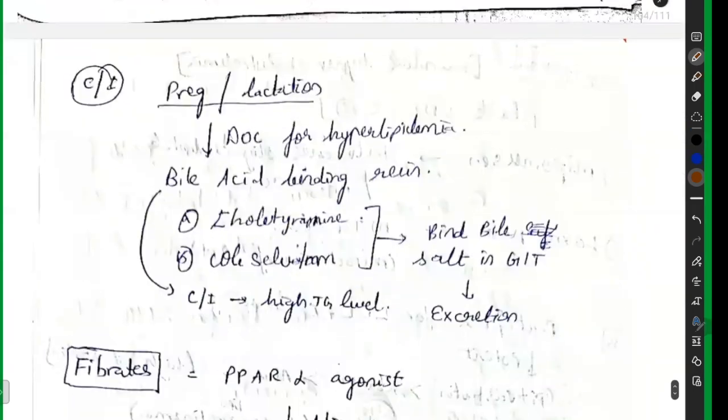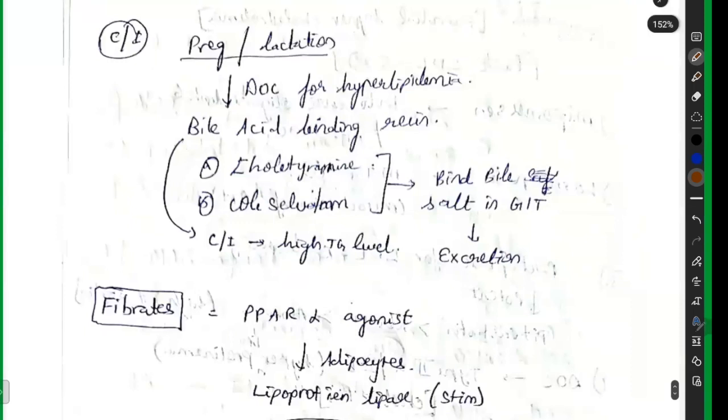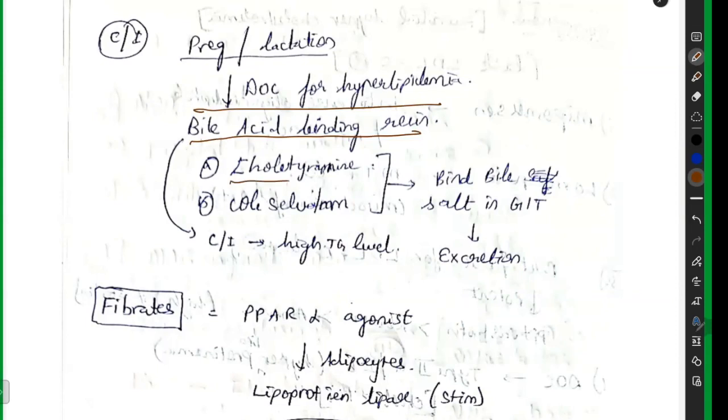Now coming to the contraindications. In which condition will you not give your statin? Number one, pregnancy and lactation. Very, very important. In pregnancy or lactation, you are not supposed to give statins. Instead, what will you be giving? Bile acid binding resins. What are the bile acid binding resins? Number one, cholestyramine, and your colesevelam.